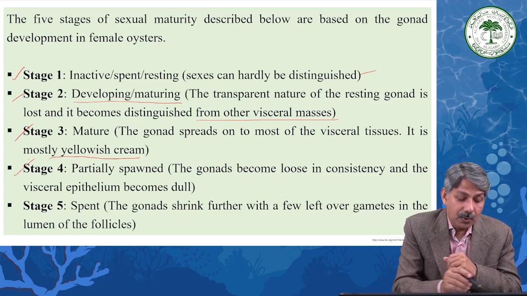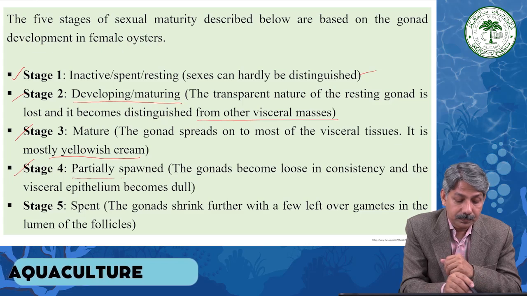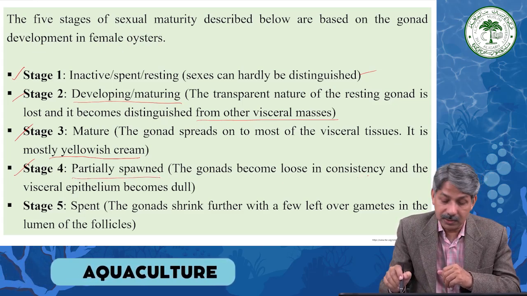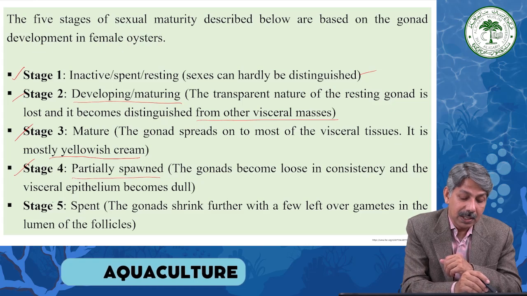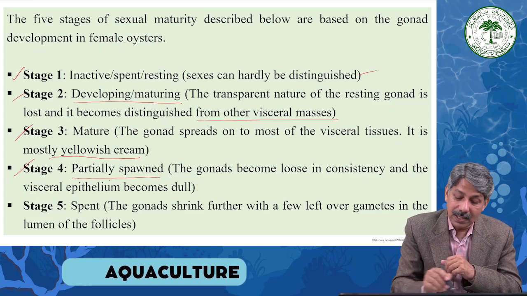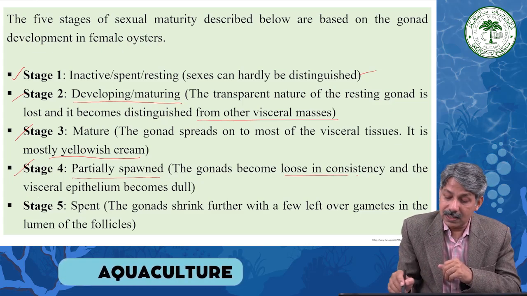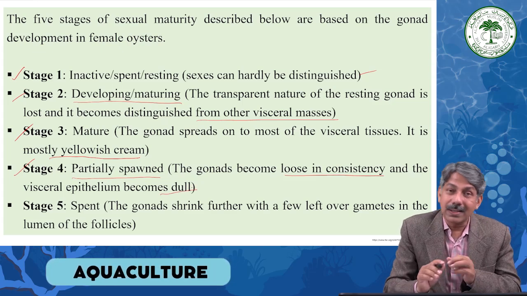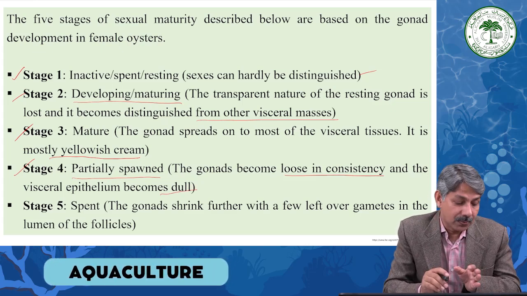Then comes stage 4, partially spawned. The gonads become loose in consistency when partial spawning has already occurred, and the visceral epithelium becomes dull. Right? So gonad becomes loose in consistency, and the visceral epithelium becomes dull. So that is the characteristic of stage 4.